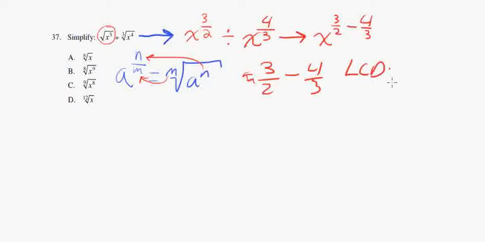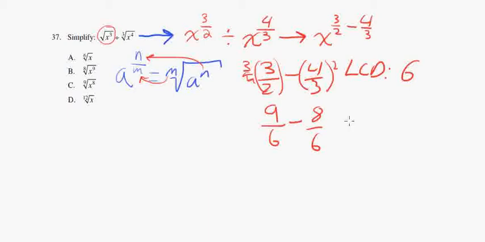The least common denominator of 2 and 3 is going to be 6, so I'll multiply this by 3 and multiply this by 2, and look at the following. This will be 9 over 6 minus 8 over 6, and this will equal 1/6. So this power simplifies to x to the power of 1/6.